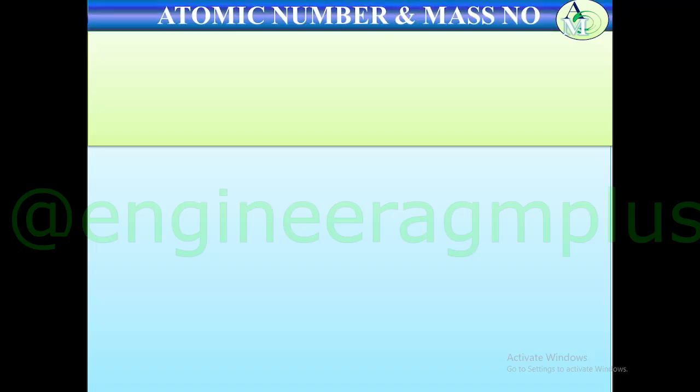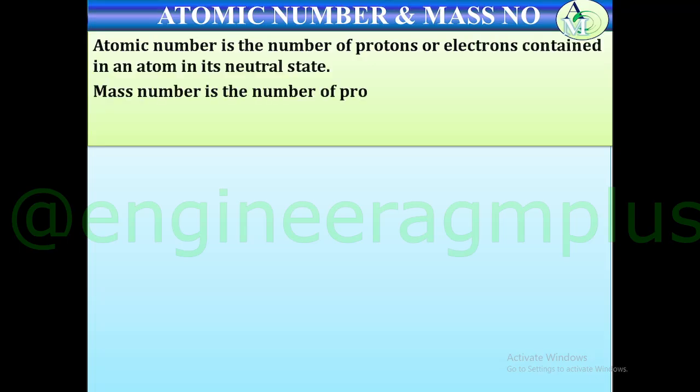Atomic number and mass number. What is atomic number? Atomic number is the number of protons contained in an atom in its neutral state, while mass number is the number of protons and neutrons contained in an atom. Protons and neutrons can only be found in the nucleus of an atom.